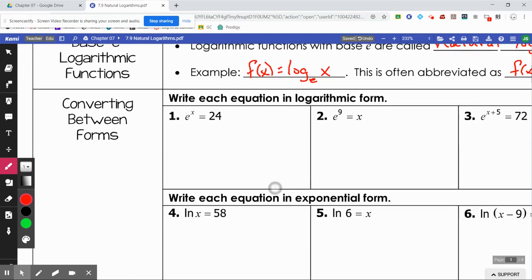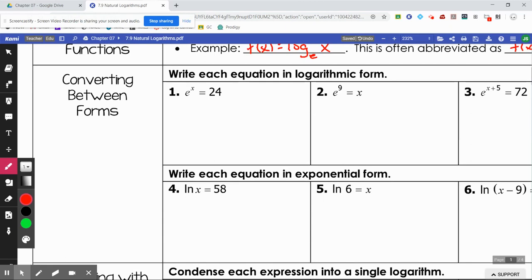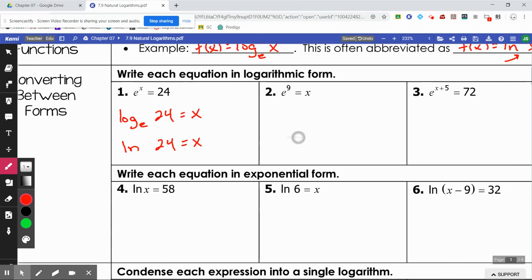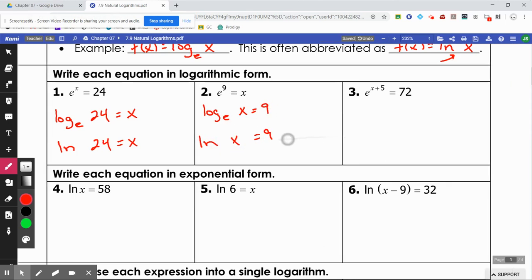So, converting between forms, the same thing we did before. Let's write each of these in logarithmic form. This would be log base e of 24 equals x, or we can just write that as ln of 24 equals x. And again, we have that ln button on our calculator. This would be log base e of x equals 9, or just the natural log of x equals 9. This is log base e of 72 equals x plus 5 in logarithmic form, or ln of 72 equals x plus 5.